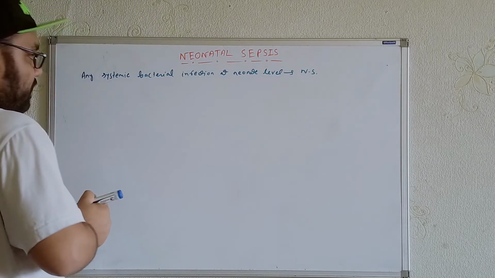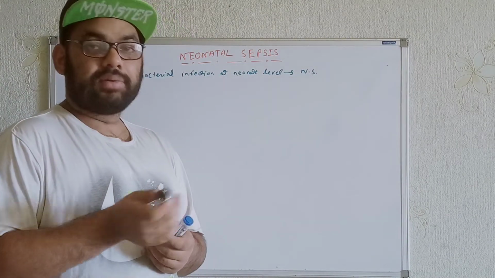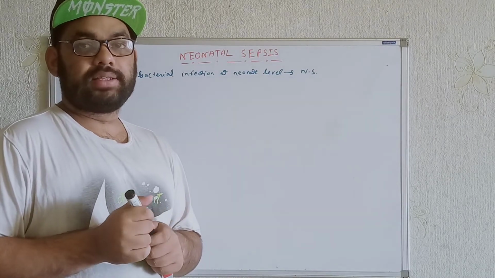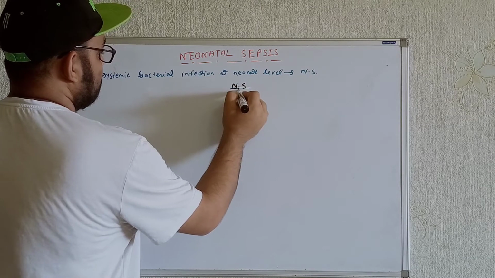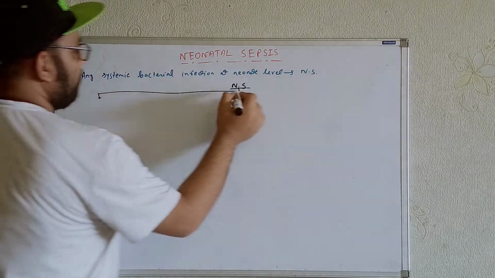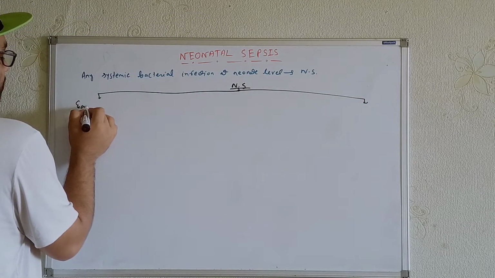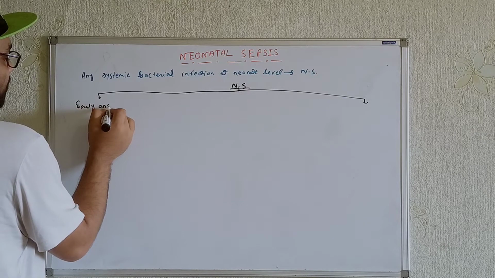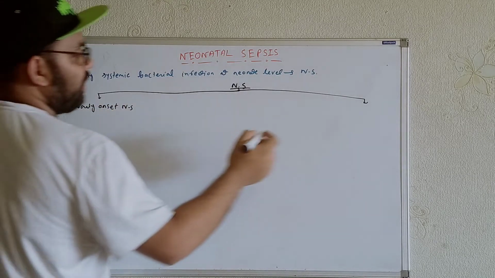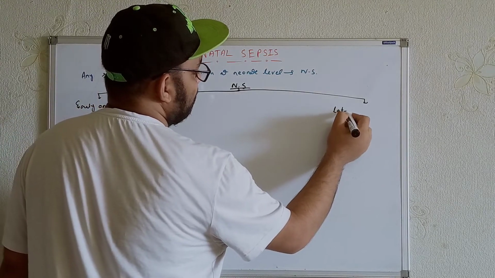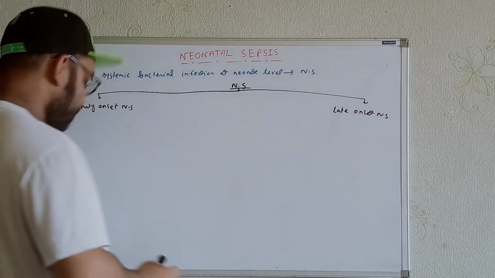Now see, you can classify neonatal sepsis into two parts, in terms of early onset neonatal sepsis and late onset neonatal sepsis. So I'm just classifying neonatal sepsis in two parts. First, we will get the early onset neonatal sepsis. NS I'm writing for neonatal sepsis, and we will get another, the late onset neonatal sepsis.